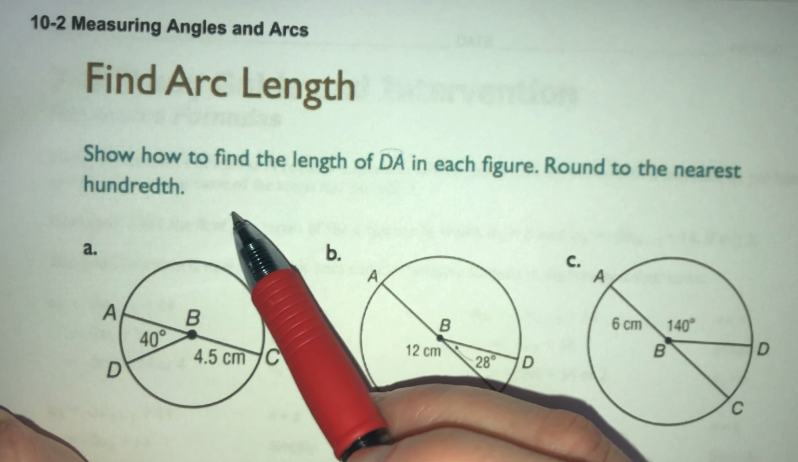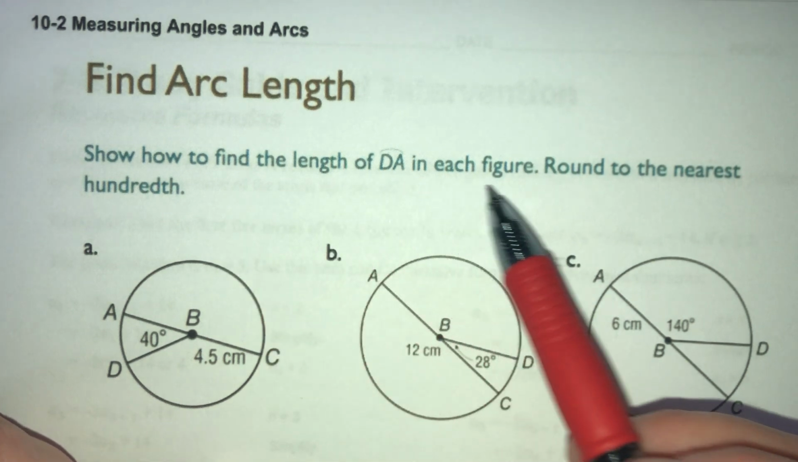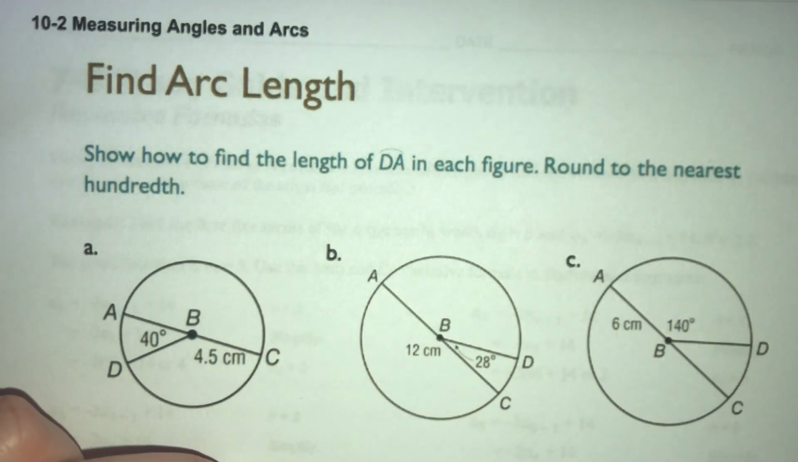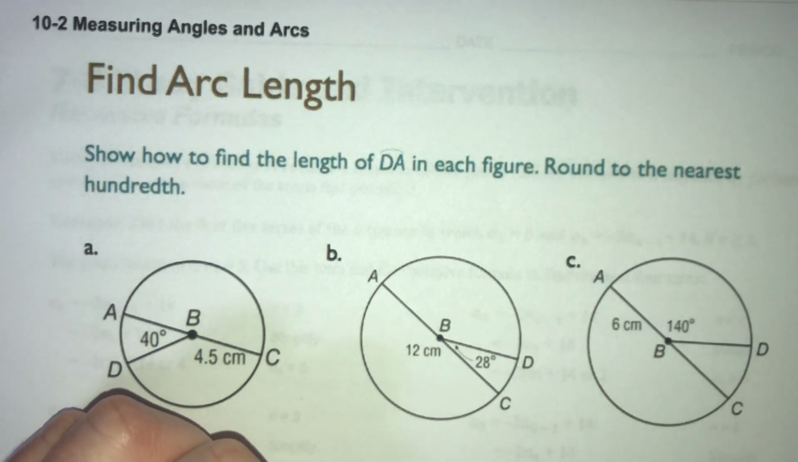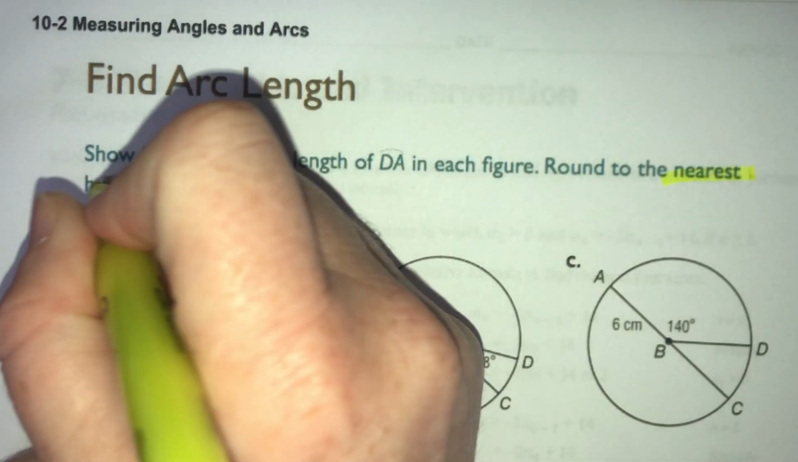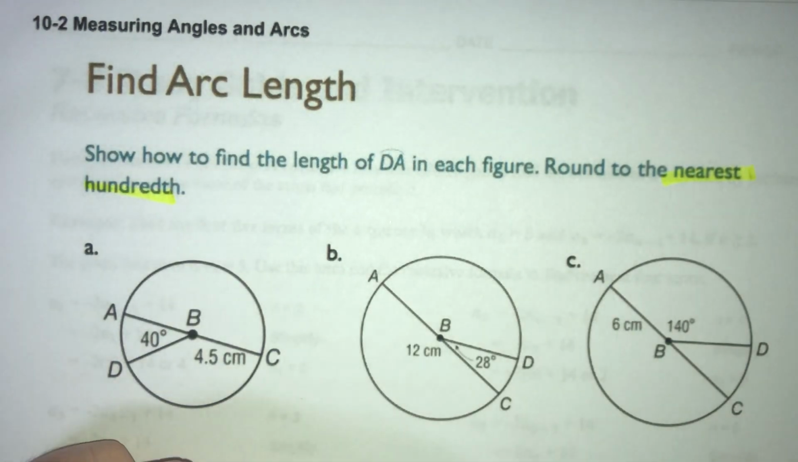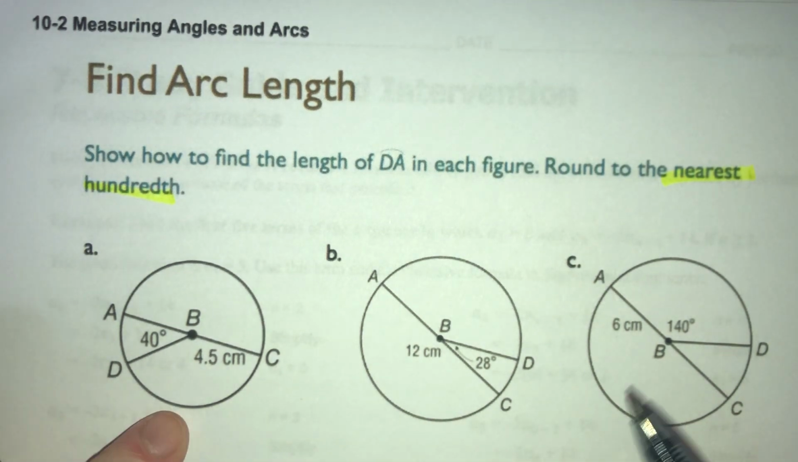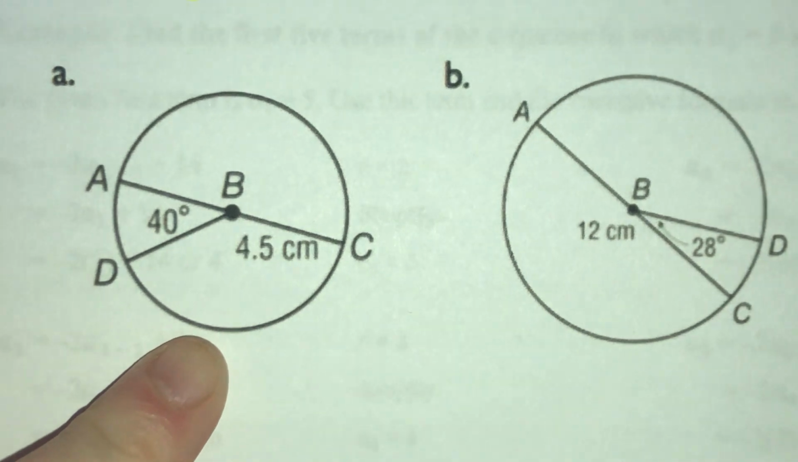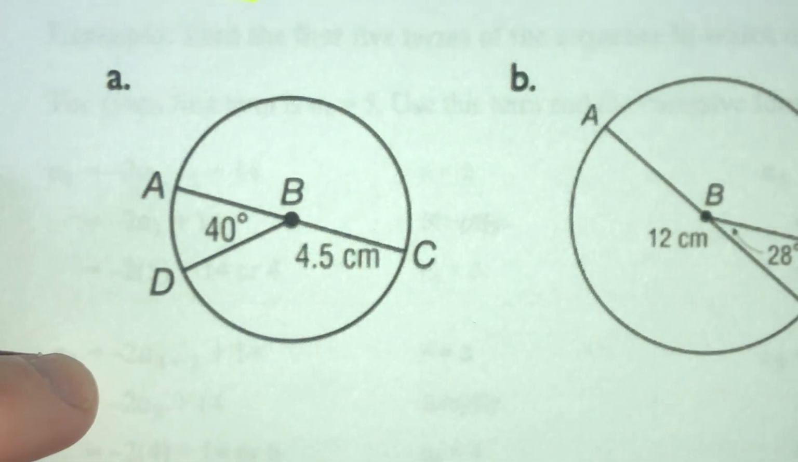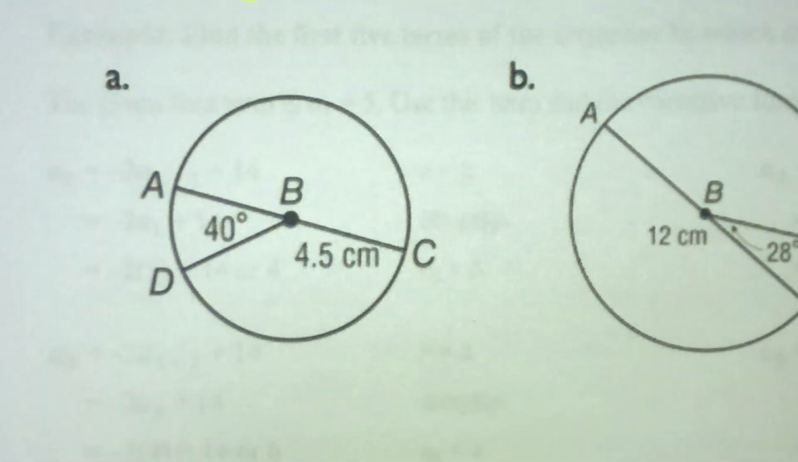Find arc length. Show how to find the length of DA in each figure, round to the nearest hundredth. That's important. Round to the nearest hundredth. When we're rounding, we are going to get decimals, so we need to know what to round to. Okay, so for this first one, let's zoom in. Arc length of DA. For every single one of these, we're looking for this.